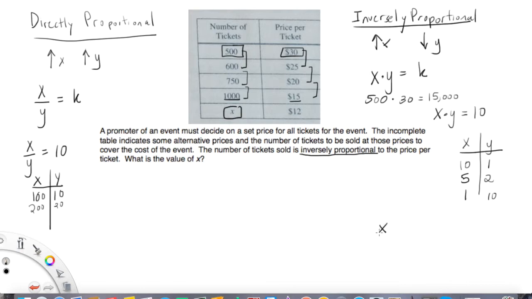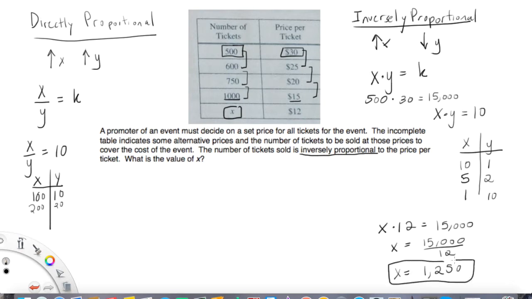That means, let's bring it down here, x times 12 has to equal that constant of 15,000. So to figure out x, we simply divide 15,000 by 12, which I believe, quick math, is going to be x equals 1,250. If I'm wrong, then I owe you guys some free tutoring, but I think x is 1,250.